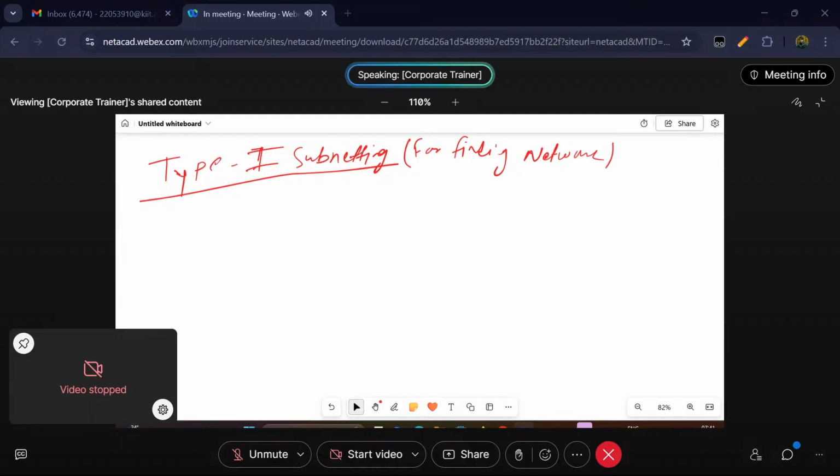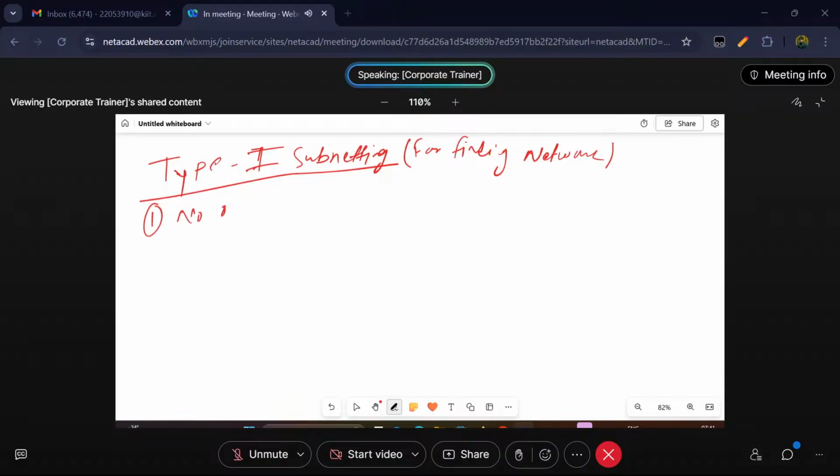Number of subnets is equal to 2 raised to the power x minus 2. And here x is the number of bits that will be borrowed. What is x here? X is equal to the number of bits which will be borrowed.